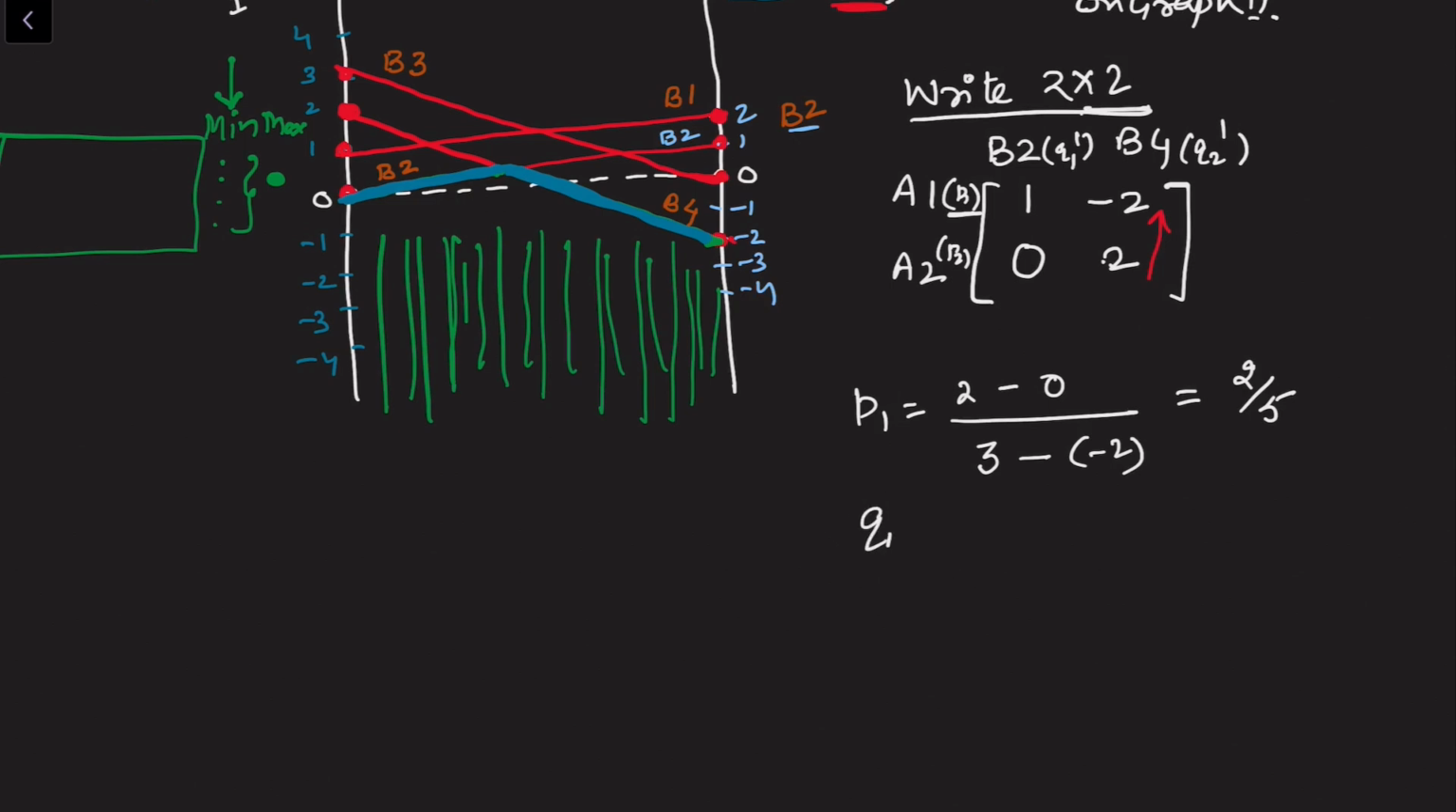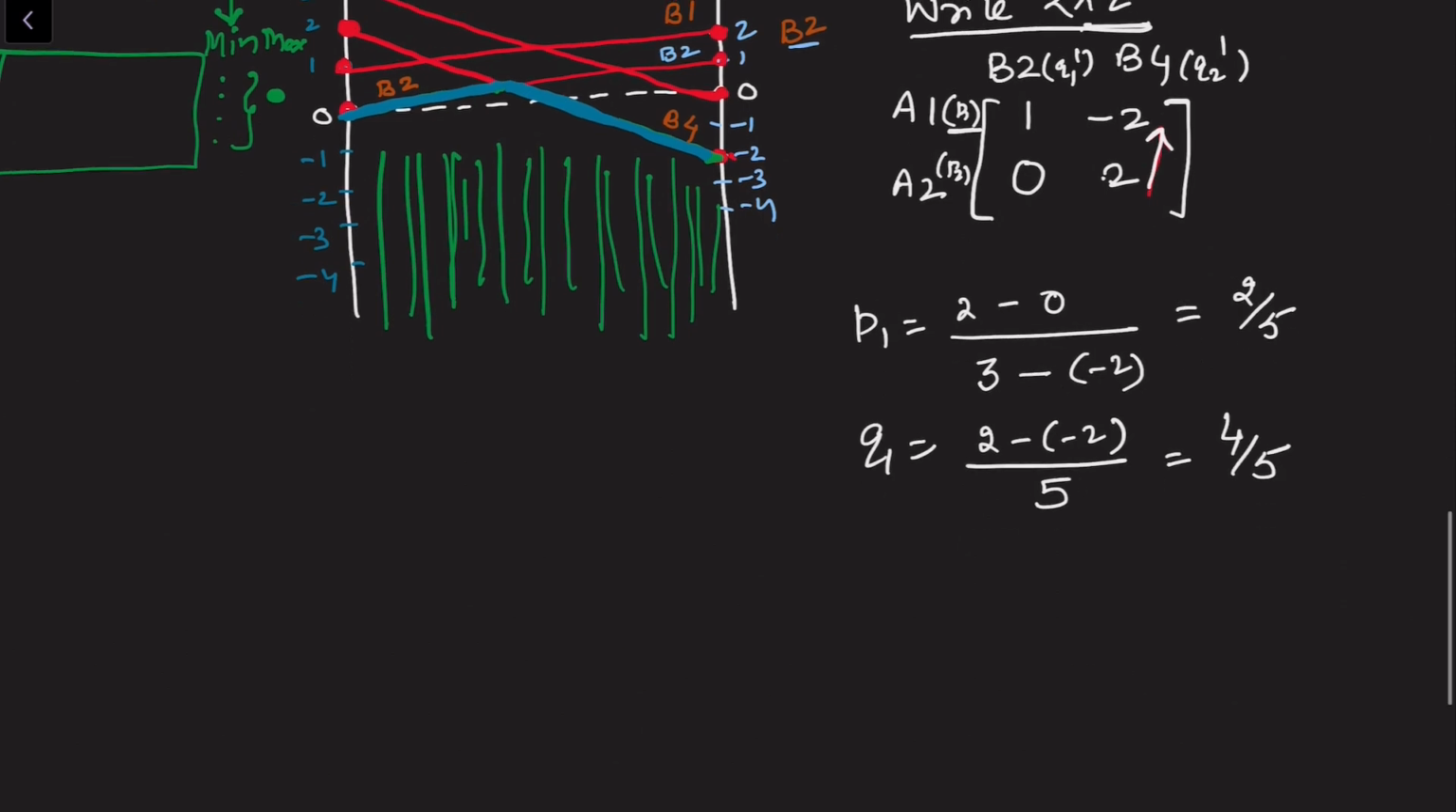And for Q1, we need to take this minus this. So this means 2 minus of minus 2 and the denominator is the same. So this is 4 by 5. And for the value of the game, we simply take the determinant, this minus this, with the same determinant. So this is 2 by 5, which is the value of the game.